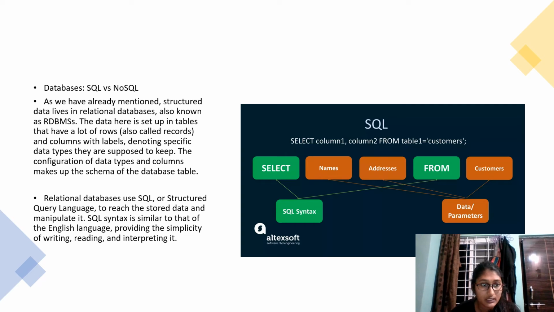As we already mentioned, structured data lives in relational databases. The data is set in a table with a lot of rows, also called records, and columns with labels denoting specific data types. They are supposed to keep the configuration of data types, and the columns make up the schema of the database table. Relational databases use SQL, or structured query language, to read the stored data and manipulate it. SQL syntax is similar to that of the English language, providing simplicity of writing, reading, and interpreting it.